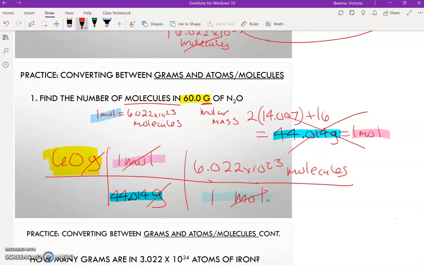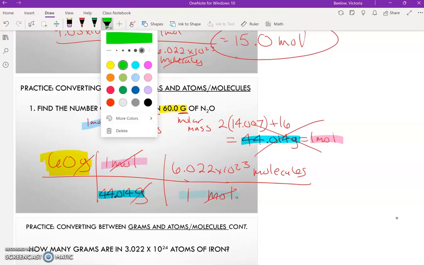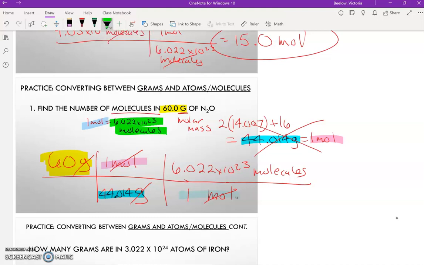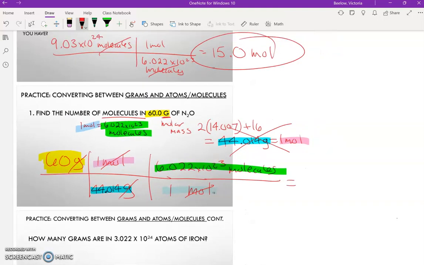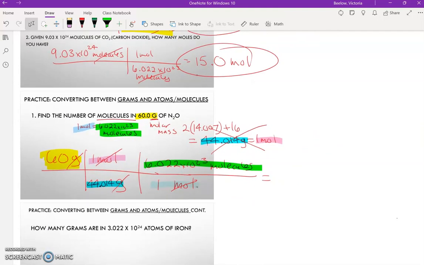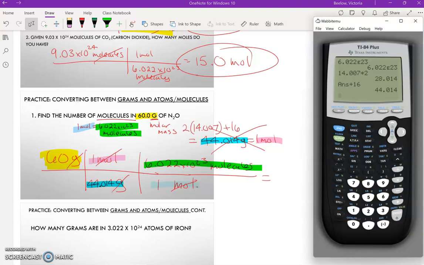Moles will cancel, and I am only left with molecules, which is what I wanted my answer in. So this is a multi-step picket fence. Now I have to multiply everything in the top. So 60 times 1 times 6.022.